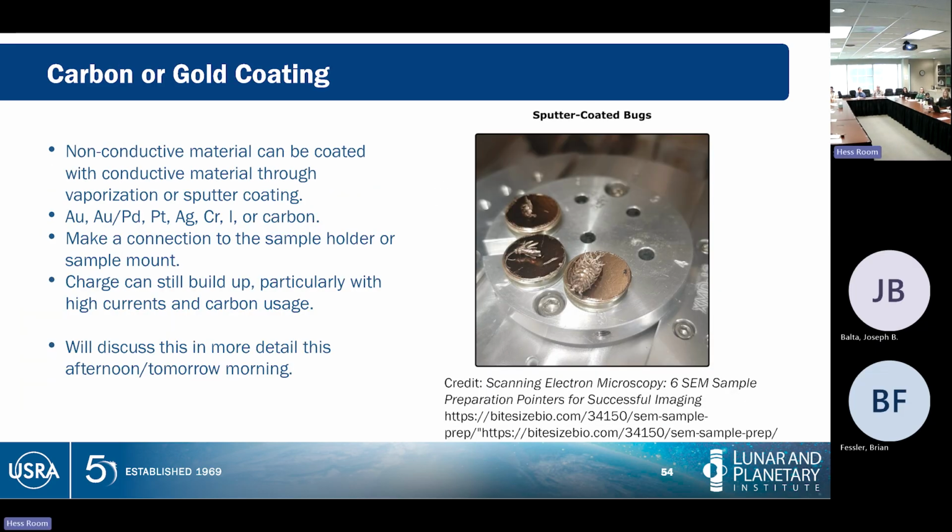Carbon or gold or other metal coating is one of our tools to get around this. If our sample is nice and conductive, we don't have to worry about this. If we have a non-conductive sample, I couldn't resist using this one. Here is a non-conductive bug that has been coated with metal to make it conductive. A thin coating of metal will make a surface nice and conductive and limit or prevent charging, so that any electrons that are spare get moved away, back into the sample.